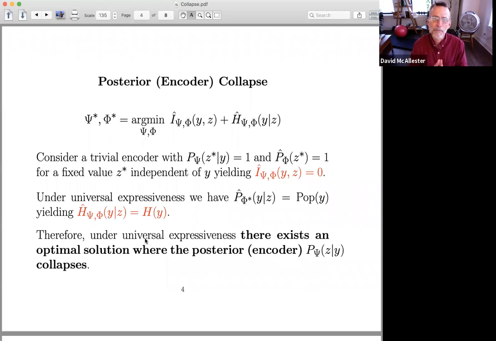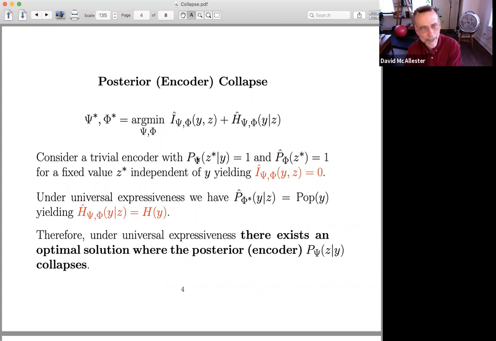Now, I'm going to talk about some issues. So the first issue that people talk about is something called posterior collapse. This is the thing we're optimizing. I've just written it very concisely here in terms of estimating mutual information and estimating entropy.